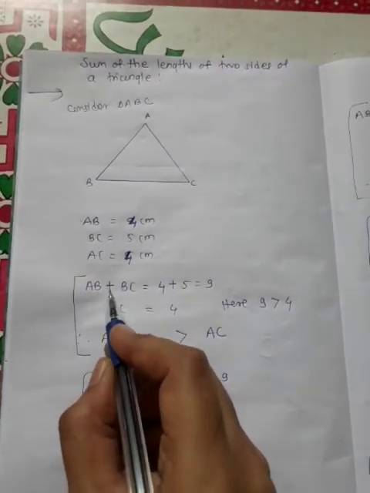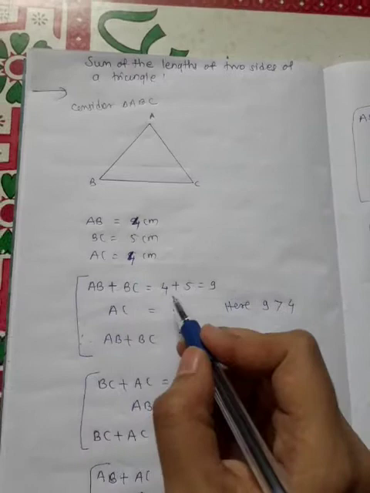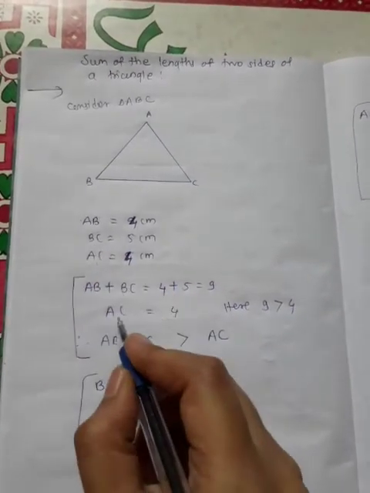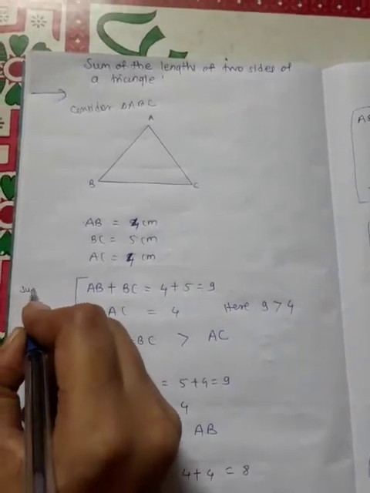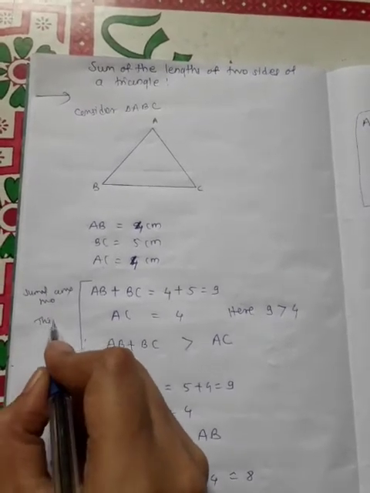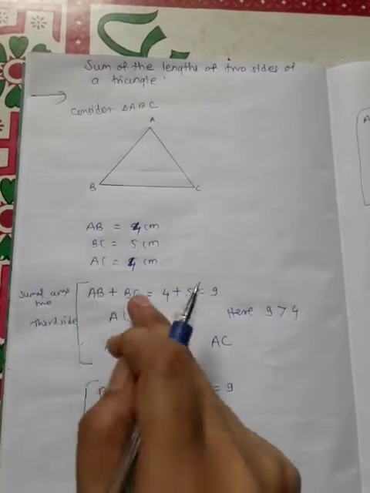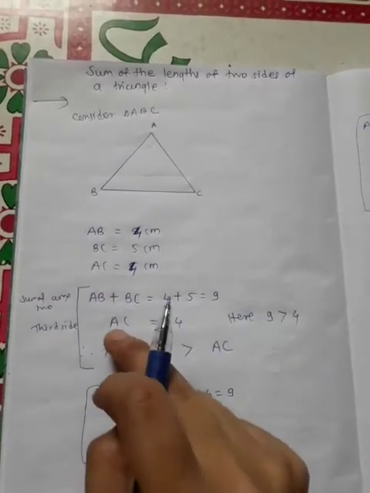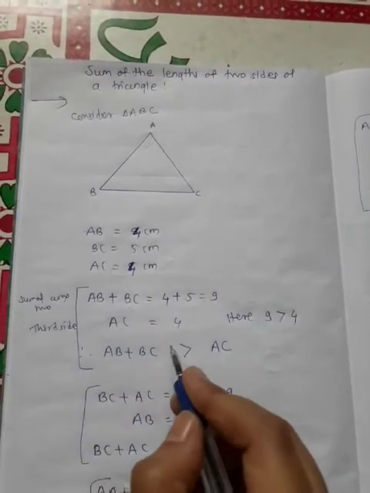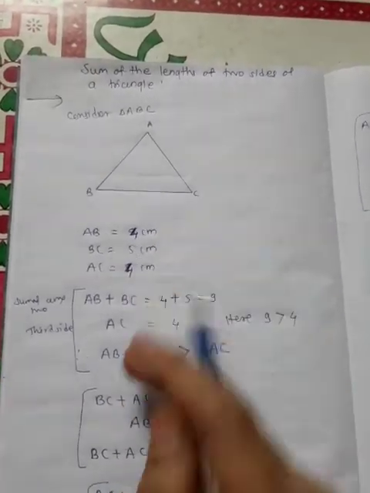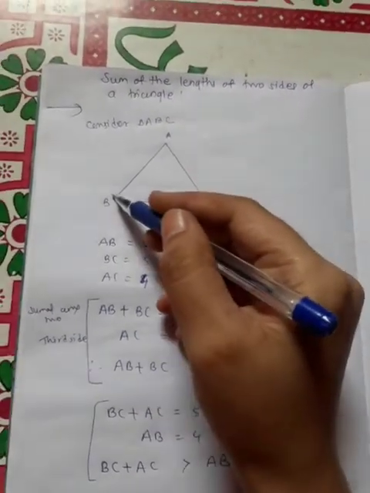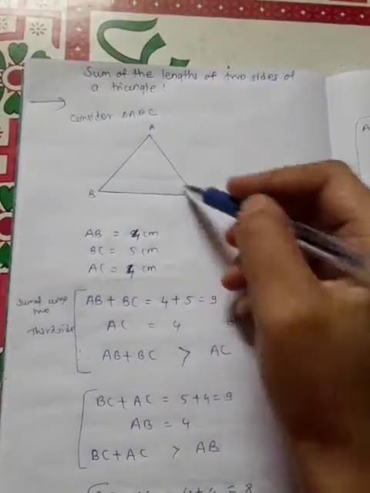If you find the sum of AB and BC, we get 4 plus 5, that is 9, and the remaining side, that is the third side, is AC. Okay, so this is the sum of any two sides and AC is the third side. You observe that the sum of any two sides is 9 and the third side is 4, and 9 is greater than 4. So therefore AB plus BC is greater than AC, means the sum of two sides of a triangle is greater than the third side.